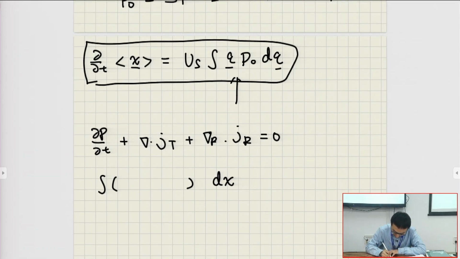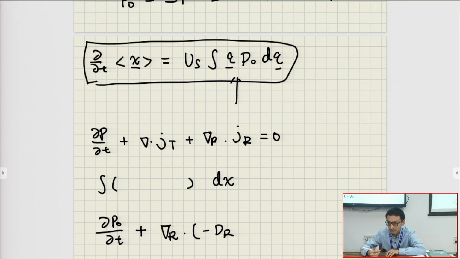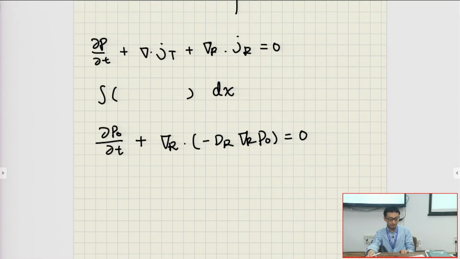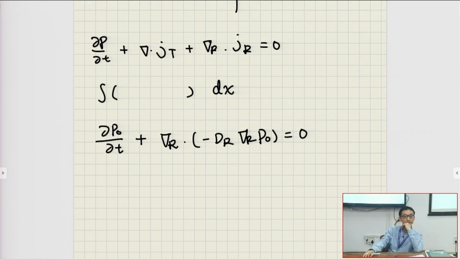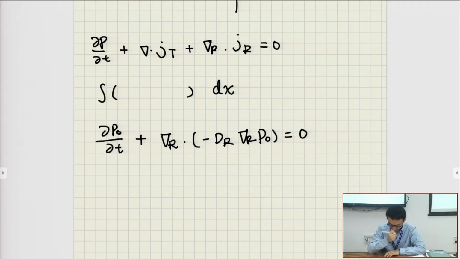If I do that, the first term is the time derivative. The second term again would be gone, because I'm integrating the divergence of the flux, but at infinity, there's no flux. And the third term is just the same with P replaced by P naught. That's all. So that would be our equation for P naught. Any questions? Okay, that's good.